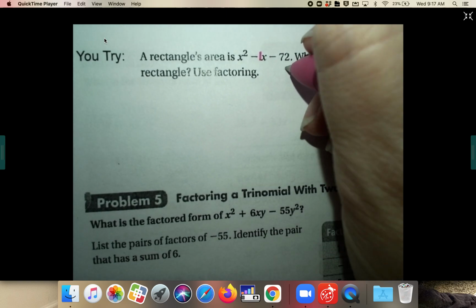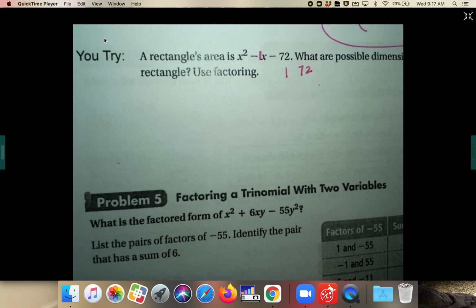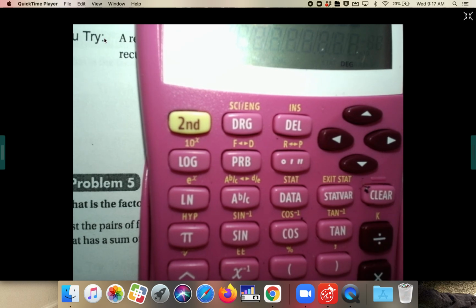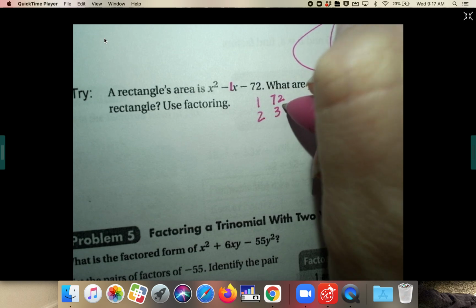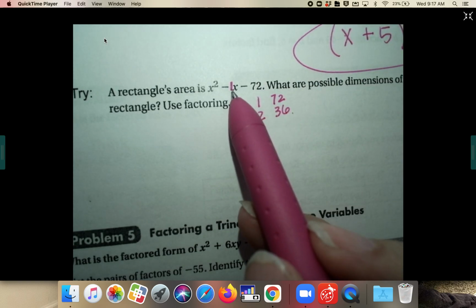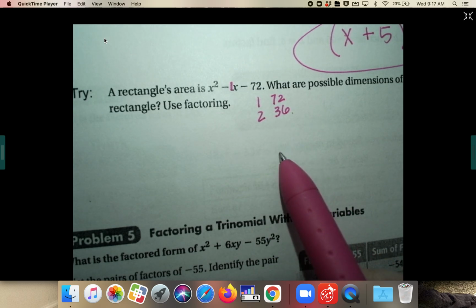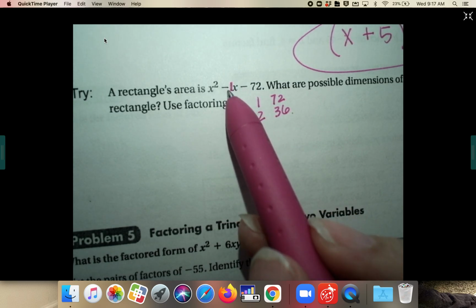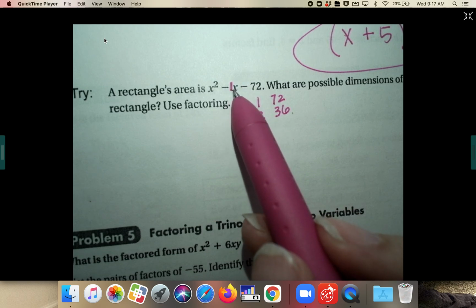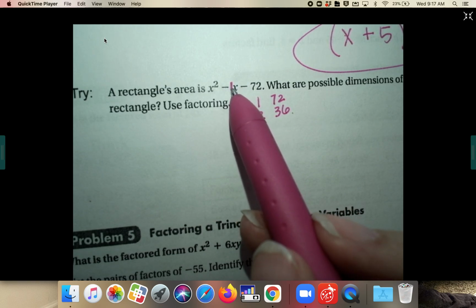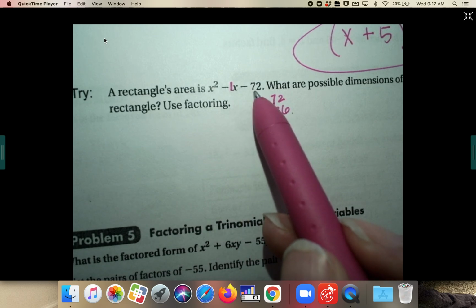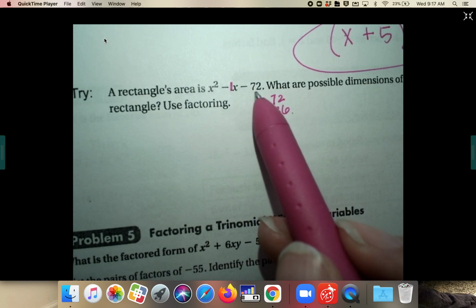The factors of 72 are 1 and 72. 72 divided by 2 is 36. So 2 and 36. I'm going to go ahead and tell you, if the adding is 1, that means the two numbers that are going to be our answer are only one number apart from each other. So they're going to be like 5 and 6, or 7 and 8, or 9 and 10, but they're only one number apart. And right now, 72, I can think of in my head, is 8 and 9.